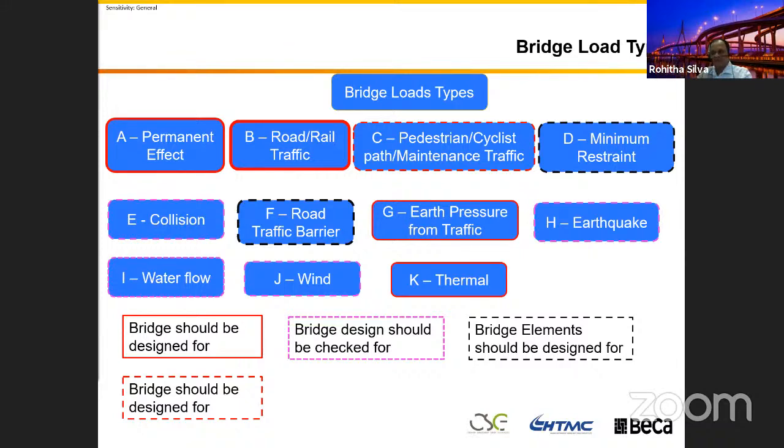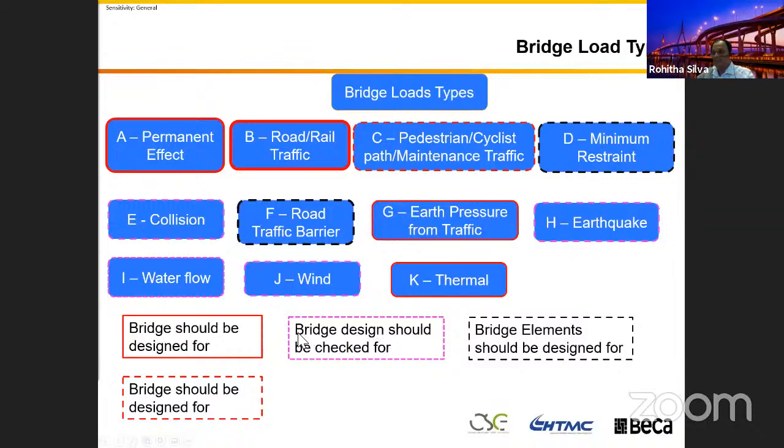For example, if you see the utilization, if it is 100% utilization in capacity, then from there, if you design your permanent effect and the traffic load and the thermal effect to 95% utilization, most of the time your other load cases will always be below 95%. But in some instances it will be different. But I'm talking in general.